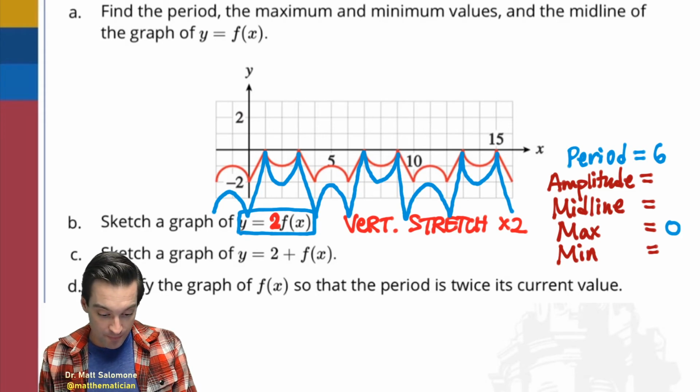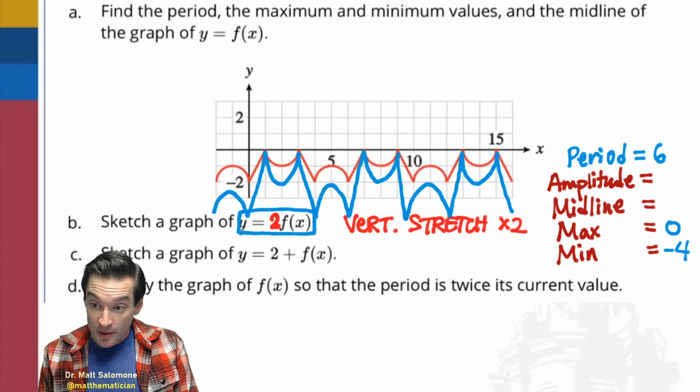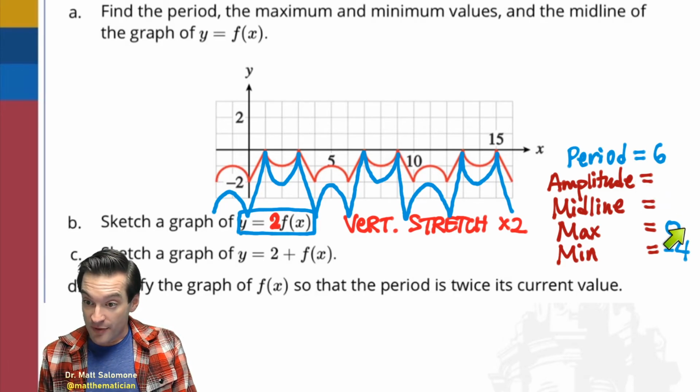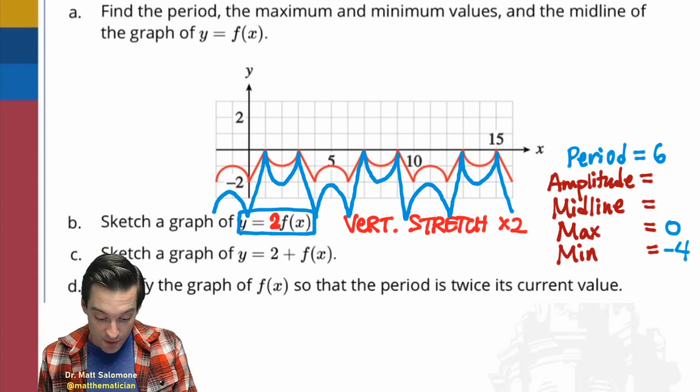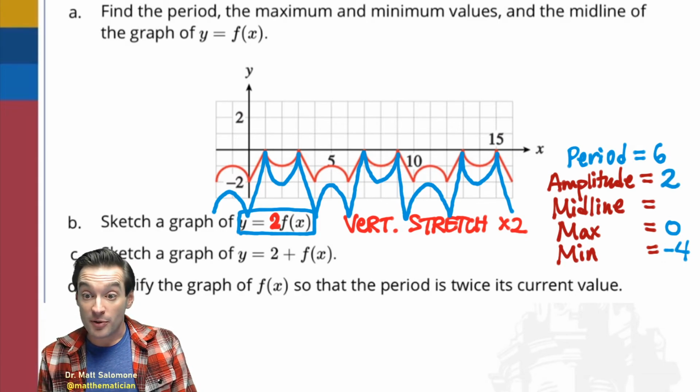But my minimum, it used to be y equals negative 2, but then we stretched that out by a factor of 2. My new minimum is y equals negative 4. And for that reason, my amplitude, which is half of the difference between these two, is going to have gone up by a factor of 2 also. The amplitude used to be 1. Now my new amplitude is 2.